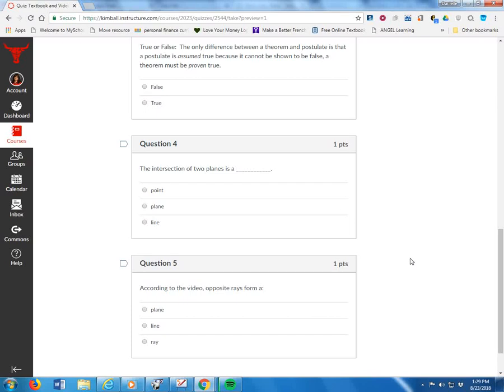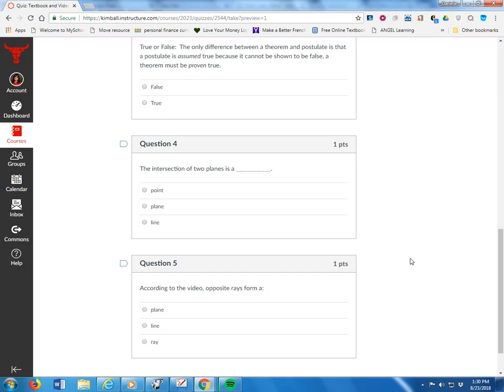Where two planes intersect is always a line, never a point, because there's an infinite number of points where these two planes go forever, right? Two lines always intersect at what? A point. Okay, two lines, there'll always be one point of intersection for two lines. And then according to the video, opposite rays form a line.